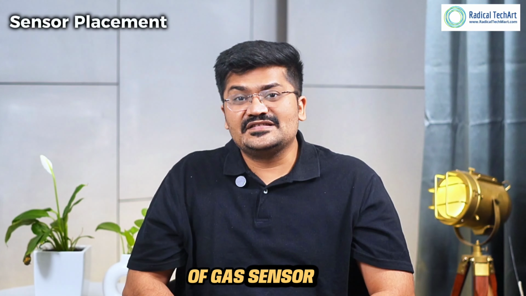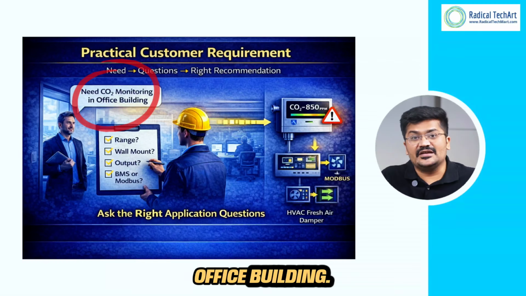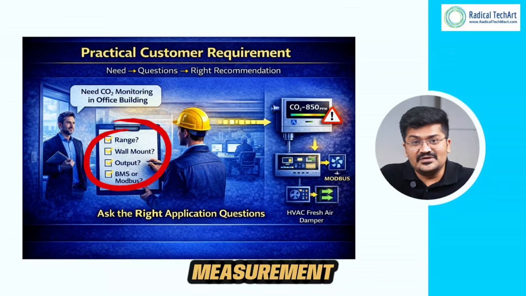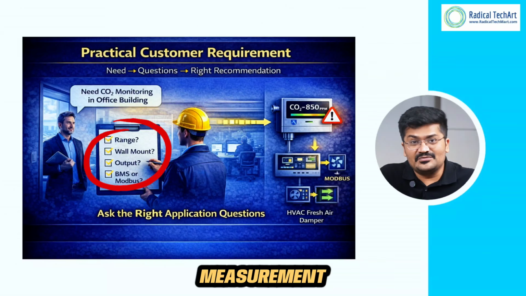Now, let us take a practical example. A customer says, I want to monitor CO2 levels inside my office building. As an application engineer, you should ask, what is the measurement range required? Is the sensor for indoor air quality monitoring? Does the system require 4 to 20 mA output or Modbus communication? Based on these requirements, you can recommend a suitable CO2 transmitter with wall-mounted installation. This is how application-based gas sensor selection works.